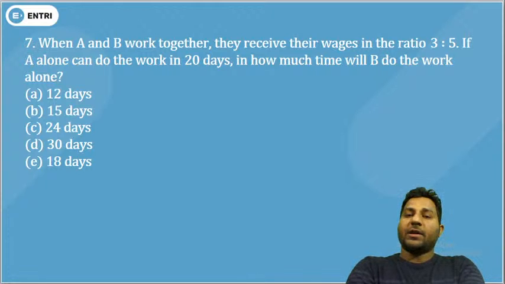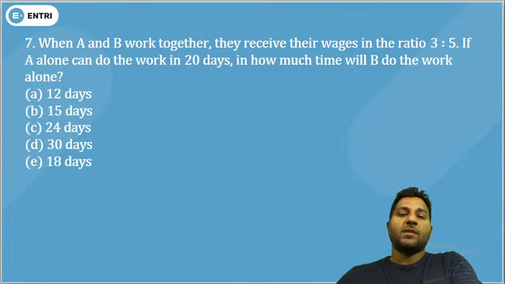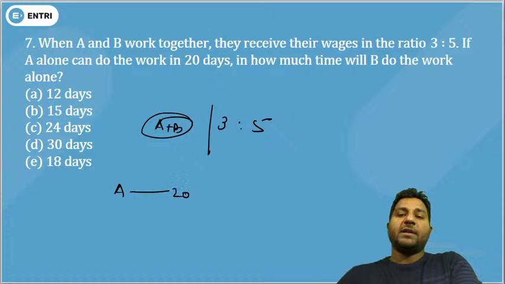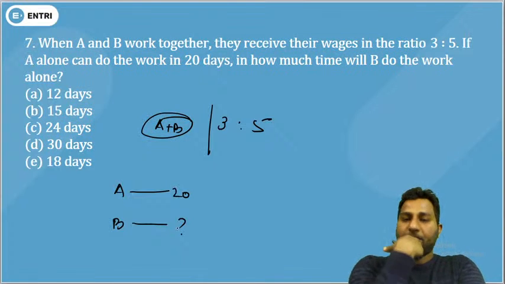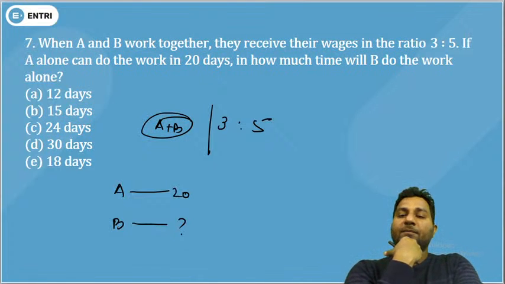When A and B work together, they receive the wages in the ratio 3:5. If A alone can do the work in 20 days, in how much time will B do the same work? Now tell me. If A alone can do the work, now tell me the answer of this question. A and B together, they receive their wages in the ratio 3:5. So tell me the answer of this question.